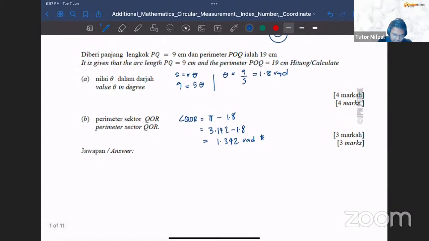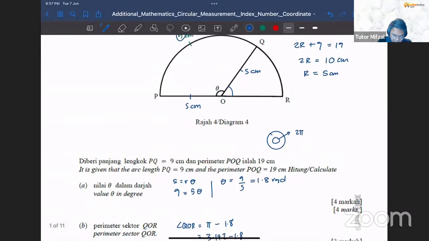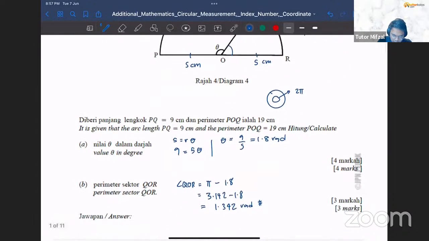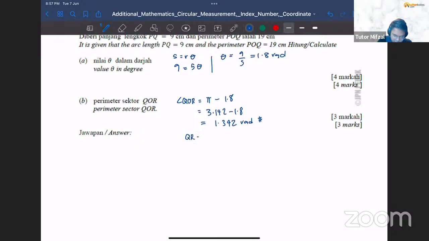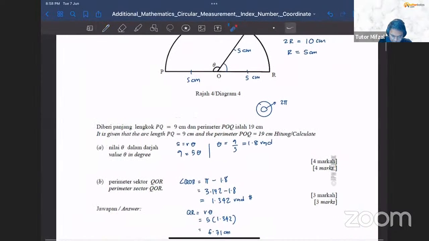Now we can find the perimeter of sector QOR. To find the perimeter of sector QOR, we have to know the radius, which we already know is 5 centimeter. And we can also find our arc. So arc QR is equivalent to R theta. So our R is 5 and our theta is 1.342. Now we can calculate this. And we can get 6.71 centimeter for the arc. All right, QR is equivalent to 6.71.